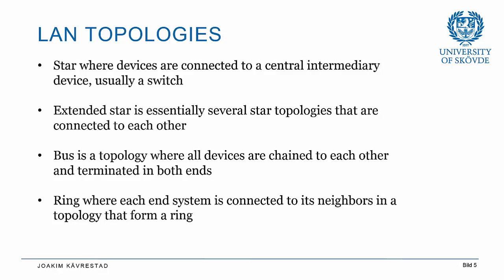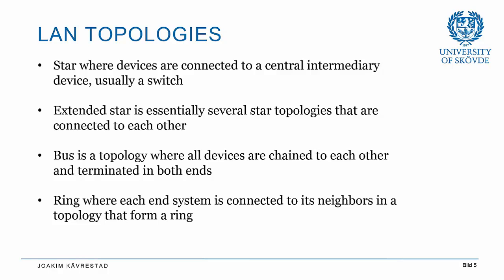Then we have the bus, which is an older topology where all devices are chained to each other and terminated in both ends. So you can see it as a string that you connect all devices to. And then we have the ring topology, where each end system is connected to both of its neighbors, so that the topology in itself forms a ring.